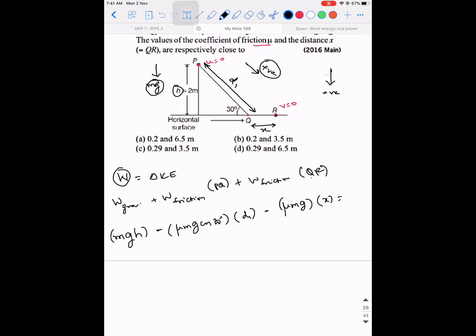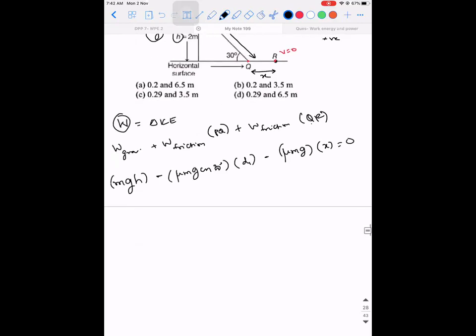Change in kinetic energy between which two points? Between P and R. So you are concerned only about the initial and the final position. In this question, at the initial and the final position, what is the velocity? Zero. So the change in kinetic energy is zero. So mgh will be equal to mu mg cos 30 into d1 plus mu mg into x. Did you understand what I wrote? So I got this expression from where?